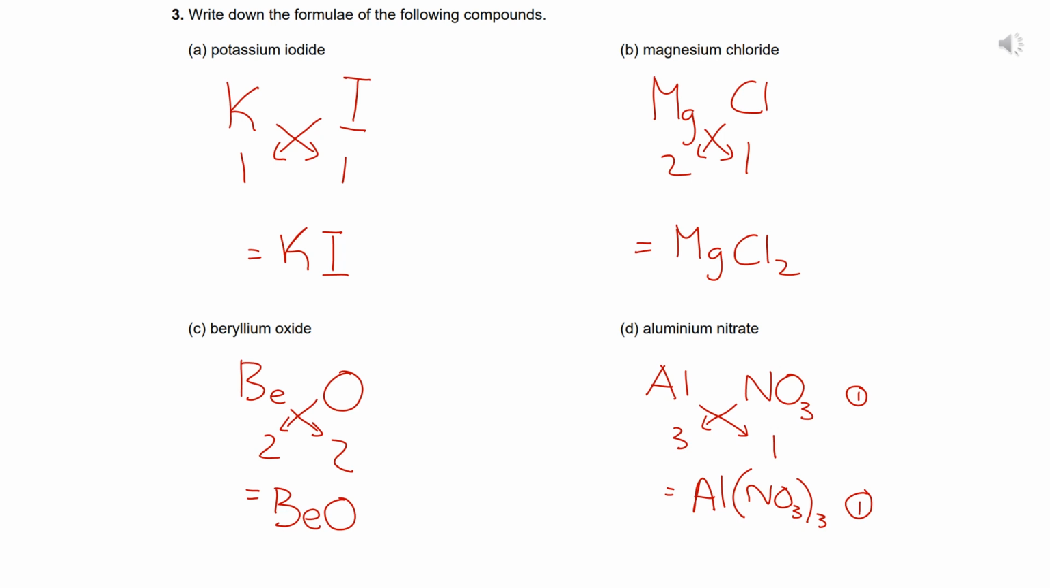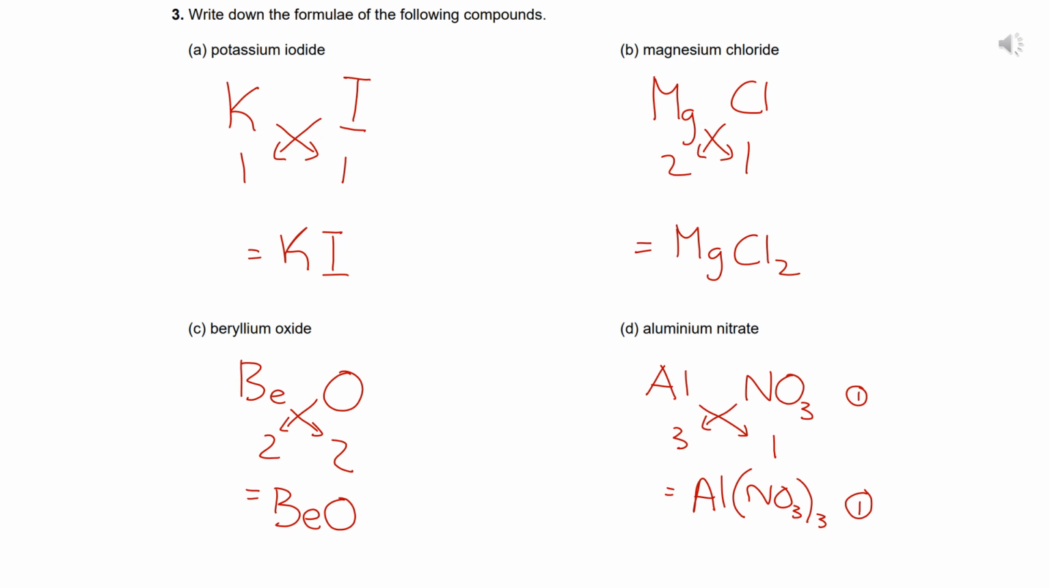For B, we're looking at magnesium chloride. Inside of magnesium chloride, we're going to have magnesium atoms and chlorine atoms. The "ide" means that there's nothing else inside of there. So magnesium is in group 2 of the periodic table, so it has a valency of 2. And chlorine is in group 7 of the periodic table, has a valency of 1. We cross those over, times the magnesium by 1, the chloride by 2, and we get MgCl2 as a formula for magnesium chloride.